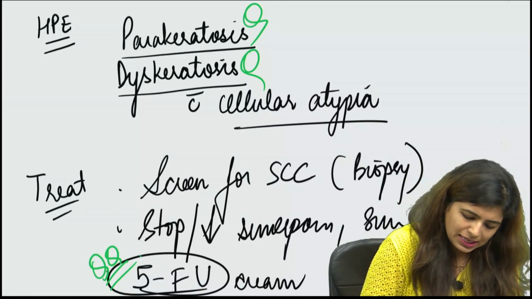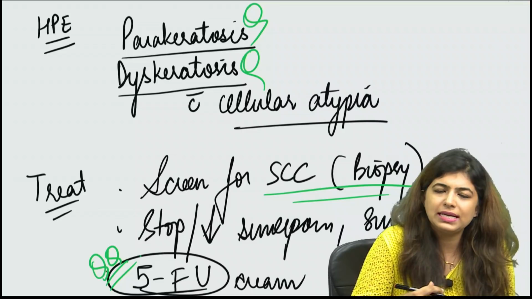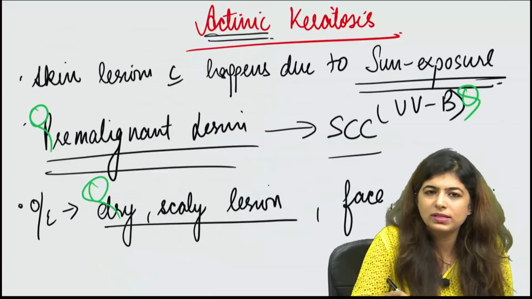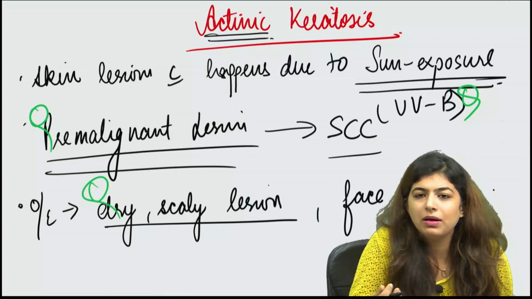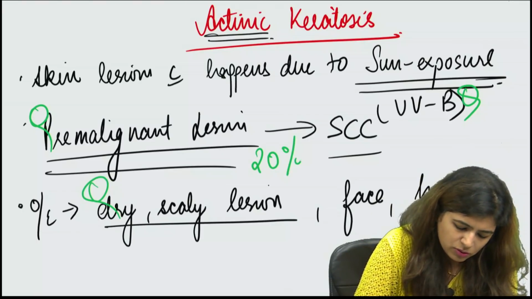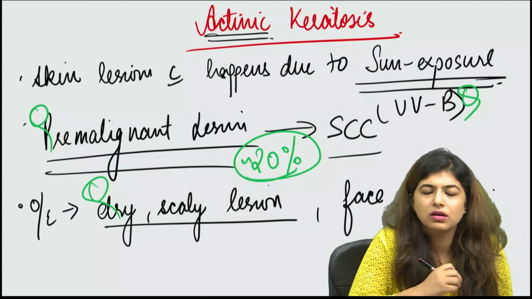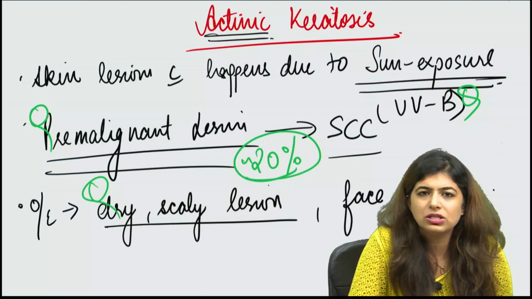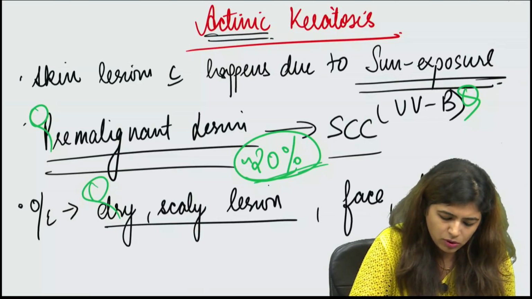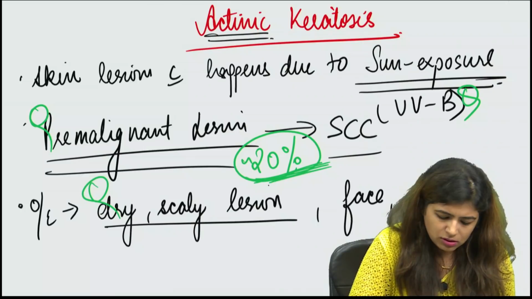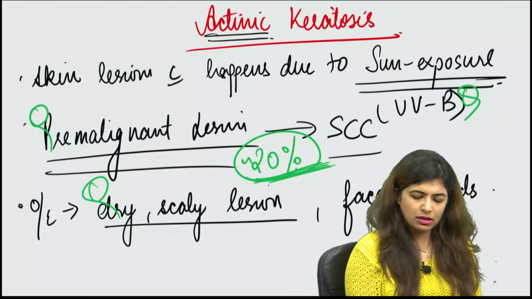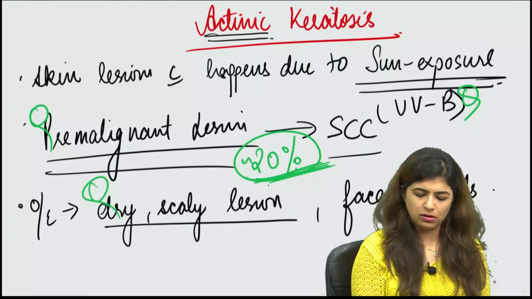Another important thing is SCC. What are the percentage chances of this lesion developing into SCC? Even though we know it's pre-malignant, it may develop into SCC, but what are the chances? The chances are around 20%. So only around 1/5 of the lesions will develop into a malignant lesion. This is something that is important because we should be aware that a malignancy may happen, but it is not as common.